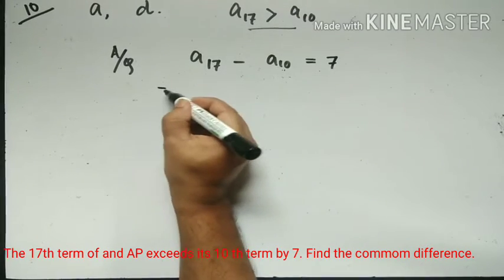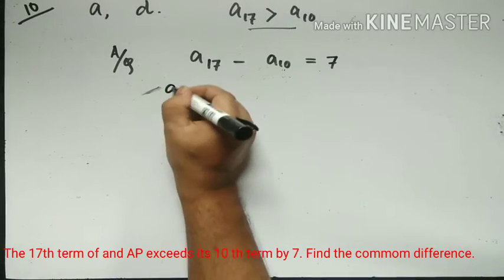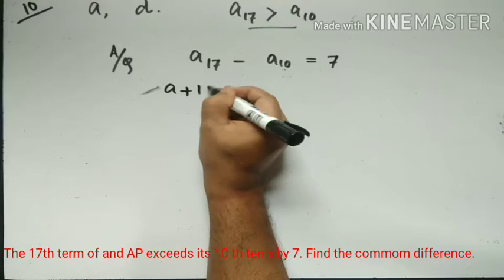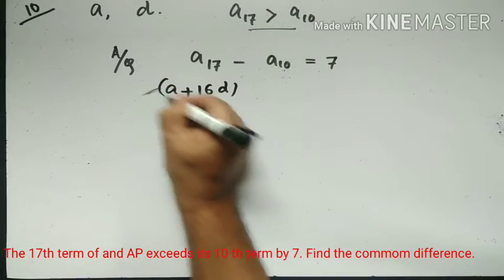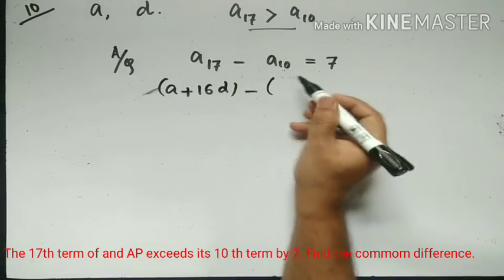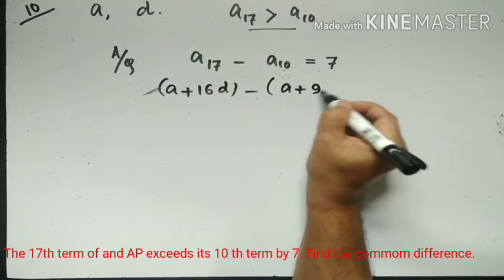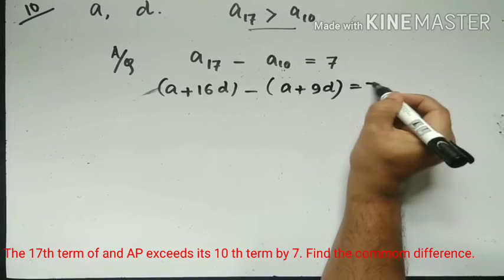Now, what will be the 17th term formula? A plus, since here is 17, you have to write 16D. So this is the 17th term. And A10 means A plus 9D equal to 7.